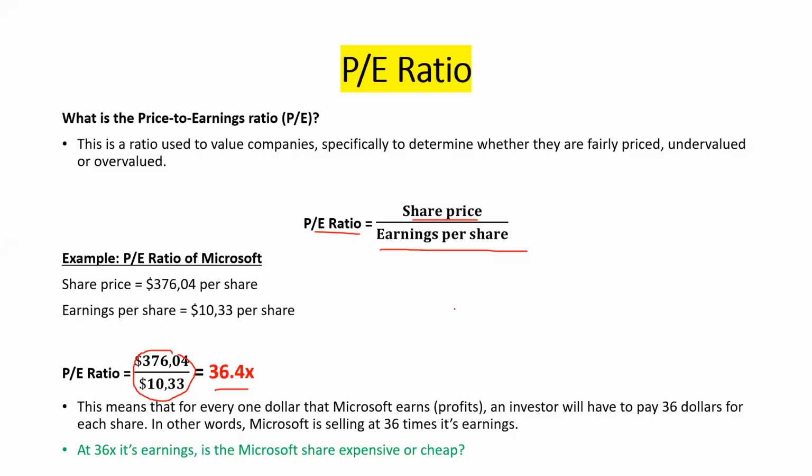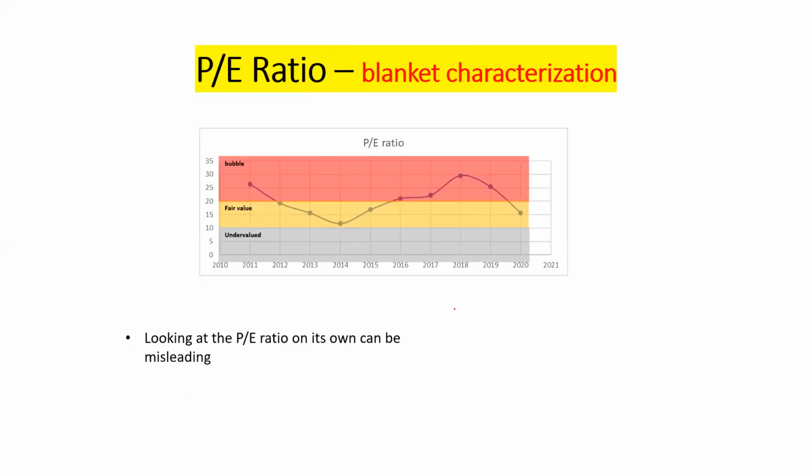So now the next question would be, at 36 times its earnings, is the Microsoft share cheap or expensive? Well, many investors will say that Microsoft is very expensive at 36 times its earnings. They base this on an old and generalized characterization of the PE ratio as shown on this chart. Conventional wisdom used to say, when the PE ratio of a stock is between 0 and 10, then that stock is undervalued. And when the PE ratio is 10 to 20, that share is fairly priced. This is at fair value. But when the PE ratio of the stock is greater than 20, then that share is considered to be expensive.